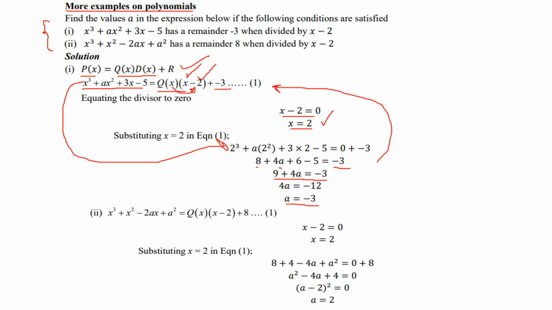Roman number 2 is also the same idea. First of all, you call the formula of the function. Formula of the function, polynomial of x, and a polynomial of x is equal to the quotient, which we don't know, multiplied by the divisor and then plus the remainder. So that's the standard formula of finding any polynomial. Then whenever you're given a divisor, you equate the divisor to 0, and then you make x the subject. After making x the subject, you already substitute it into your polynomial function of x.